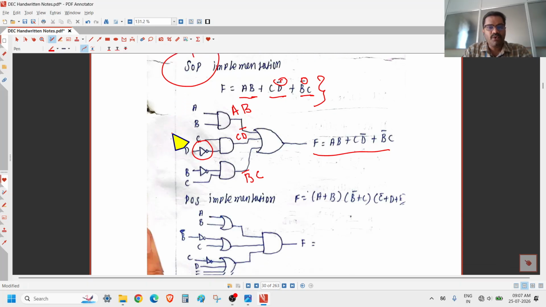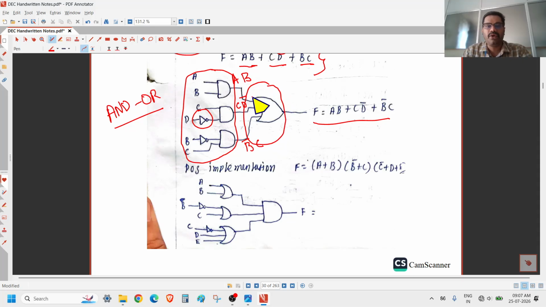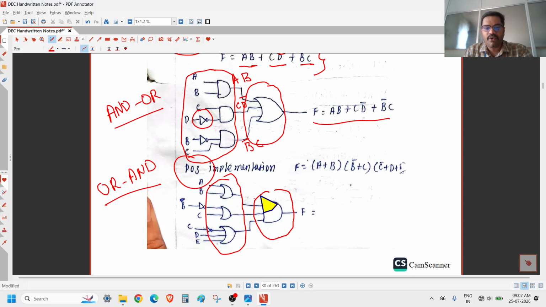In SOP implementation, an AND-OR network will be used. That is, on the first side we use AND gates, and on the second side we use an OR gate. If it is POS implementation, an OR-AND network will be used. The first part uses OR gates, and the second part uses an AND gate. Apart from that, the logical representations are the same.